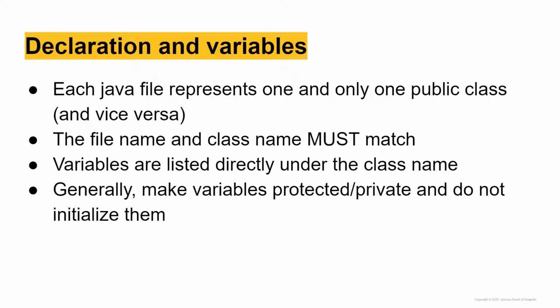And another thing is, generally speaking, this isn't a universal law, but generally don't initialize your variables unless you have some kind of permanent or final variable that won't change ever. Typically, you're going to initialize your variables in the constructor when you make an object of the class, which we'll talk about in just a second.